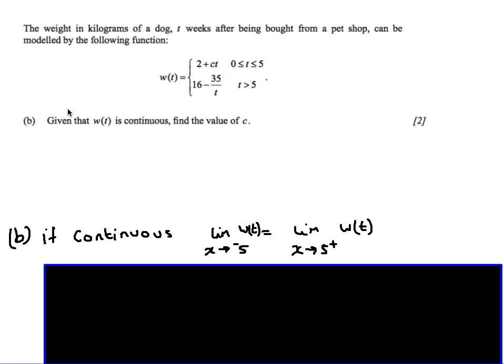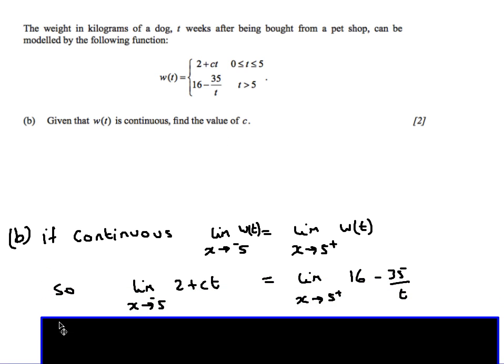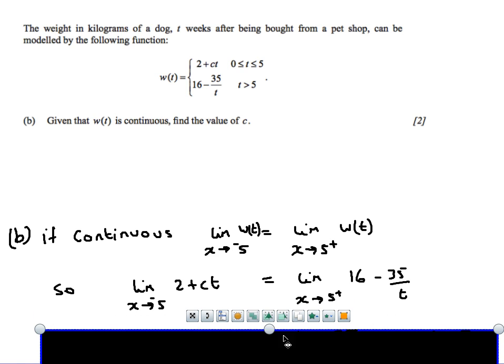First part simply says we need to find the value of c given that W(t) is continuous. Okay, so for this we're using the fact that if it's continuous, the limit from the left hand side is going to be equal to the limit from the right hand side. So basically as we approach 5 for this function and as we approach 5 for this function, we should get the same answer. Okay, so all we need to do for that is basically put those values in. So I'm going to see what happens as t approaches 5 for this function.